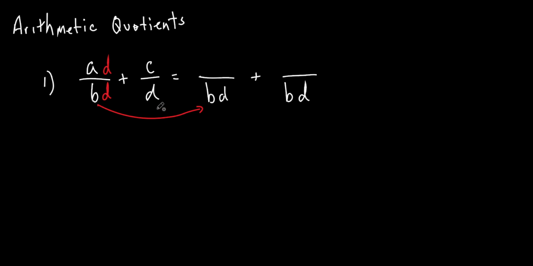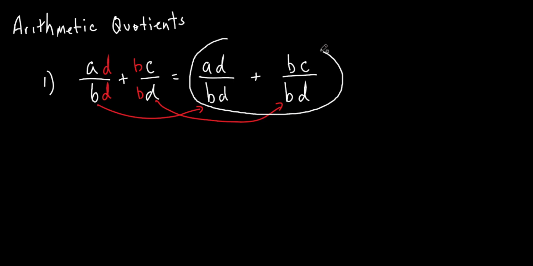What did I do to that D to get BD? Multiply this by what? A B. So what do I do to the top? Multiply that by a B. So what are we left with? I got AD plus BC. And that is how you would add those together.